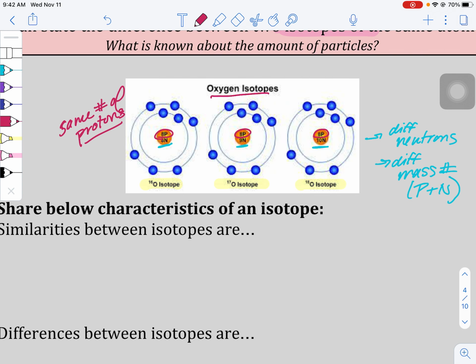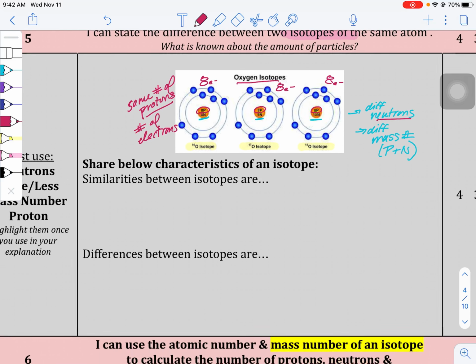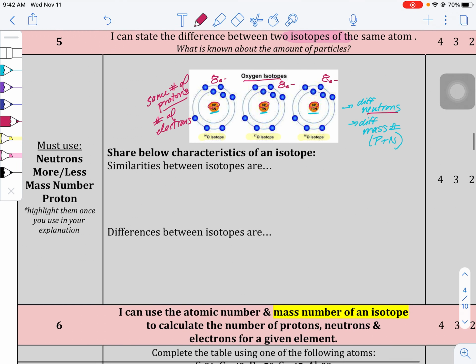They do have the same number of protons and therefore also the same number of electrons because we know that they keep balanced out. So here I have 8 electrons, 8 electrons, 8 electrons. But really the biggest difference here is our neutrons changing that mass number.